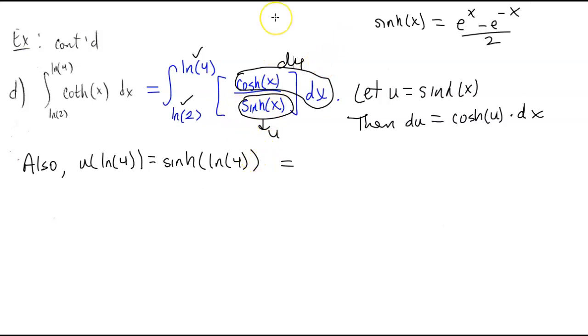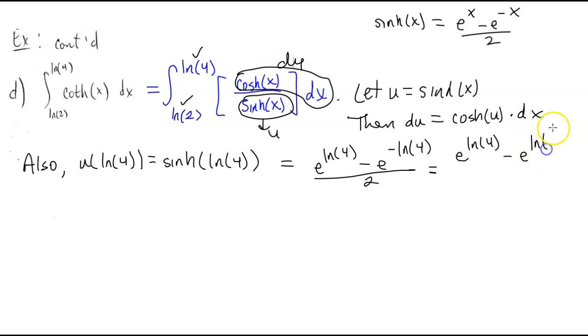So everywhere where we see x, we're going to put a natural log of 4 in its place. So we're going to have e raised to the natural log of 4 minus e raised to the minus natural log of 4, all that over 2, which is the same as saying e raised to the natural log of 4 minus e raised to the natural log of 1/4, because we put this understood -1 here in the exponent for the 4. That'll be 4 raised to the -1, which is 1/4, all that over 2.